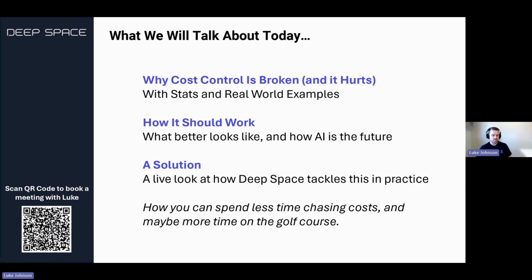So here's the plan. We're going to talk about, firstly, what's broken, why cost control is a mess. And then we're going to talk about how it could work with the right approach. We're going to talk about that core problem and what's causing it, how it can be fixed. And then finally, we'll show you some real examples towards the end. And maybe we'll just be reducing that admin chaos. Maybe we'll be de-risking your projects as we move through.